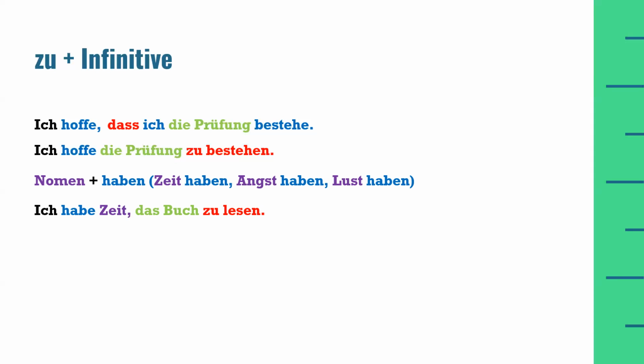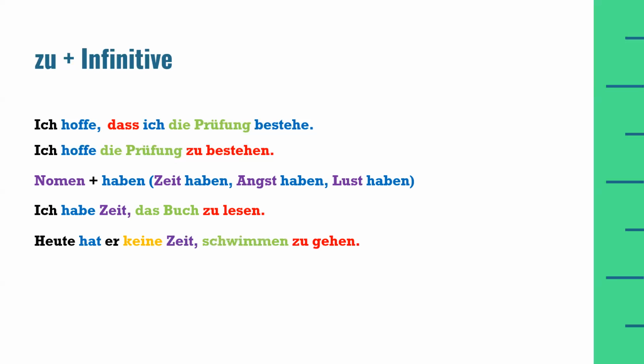Let's use the first noun plus haben in our sentence. Ich habe Zeit, I have time, das Buch zu lesen, to read the book. Again, we are putting zu lesen at the last position, and you can see that lesen is in the infinitive form of the verb. Ich habe Zeit, das Buch zu lesen. I have time to read the book.